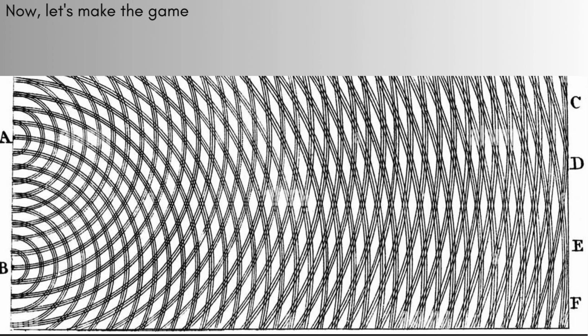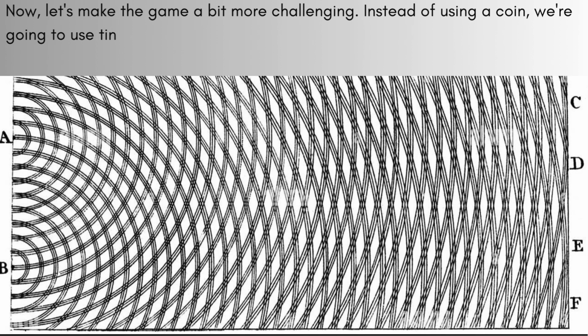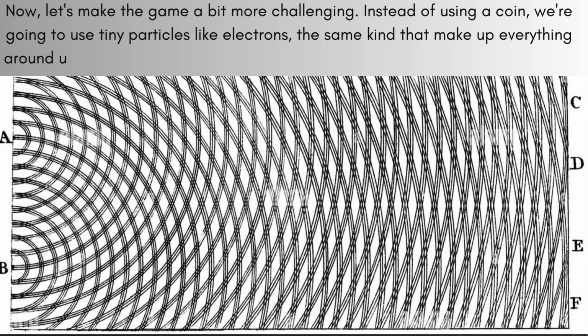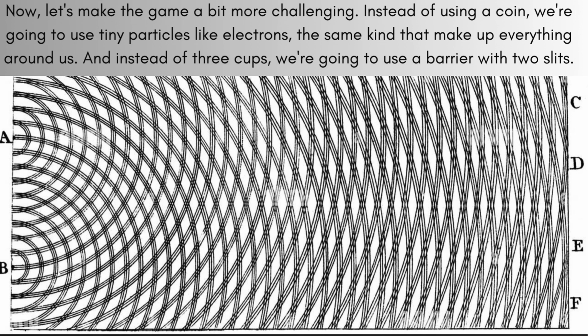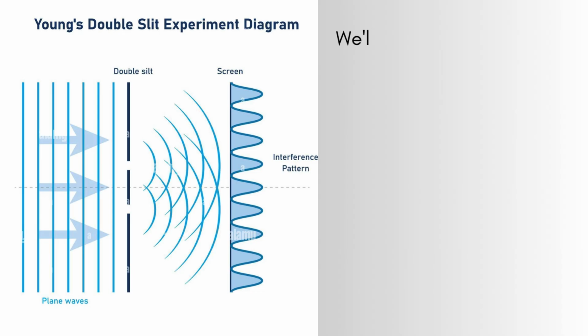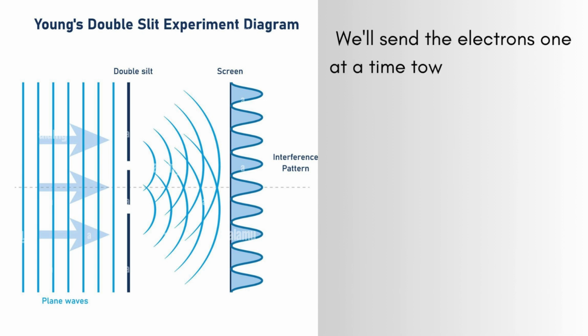Now let's make the game a bit more challenging. Instead of using a coin, we're going to use tiny particles like electrons, the same kind that make up everything around us. And instead of 3 cups, we're going to use a barrier with 2 slits. We'll send the electrons one at a time towards the barrier.